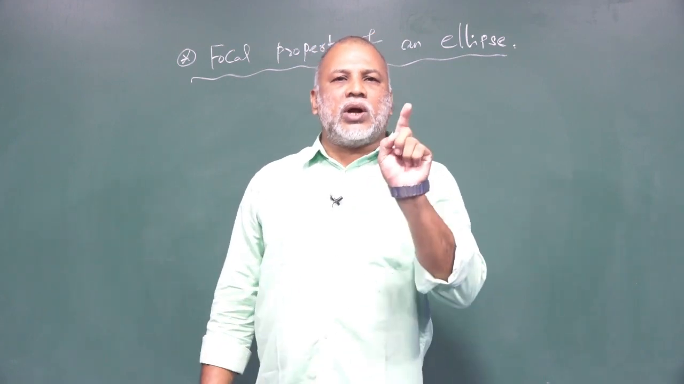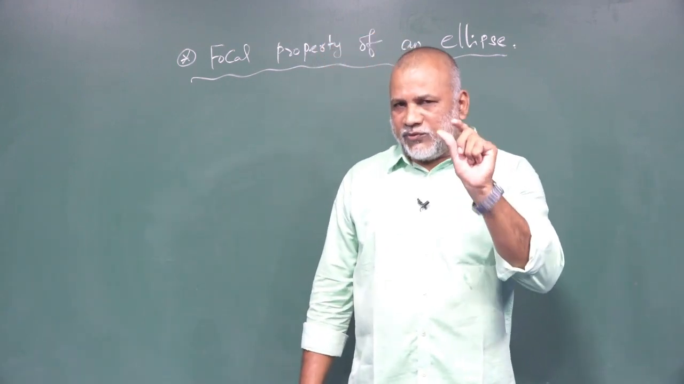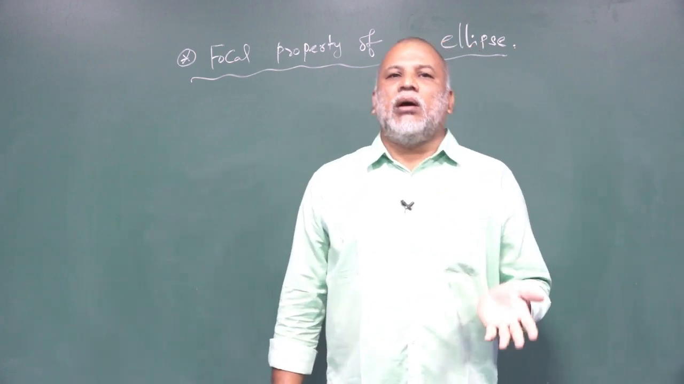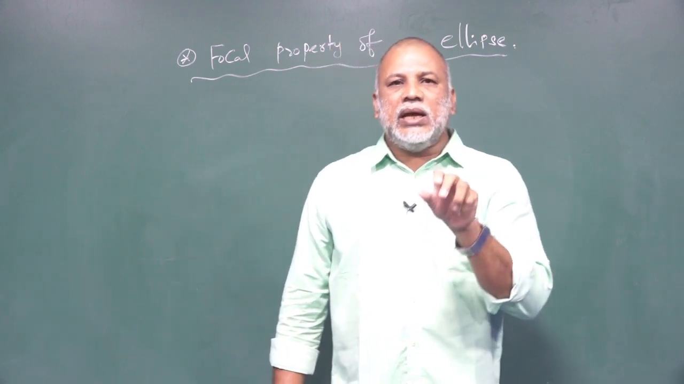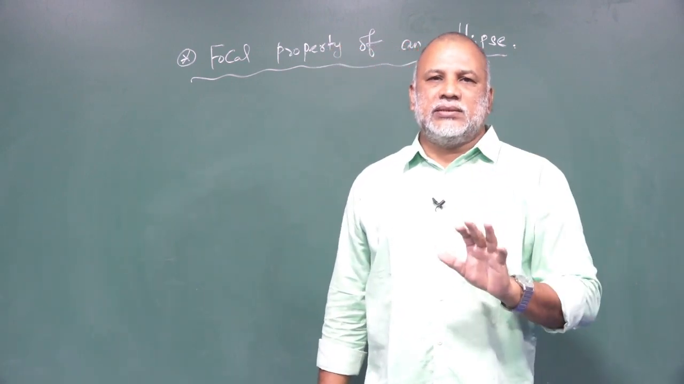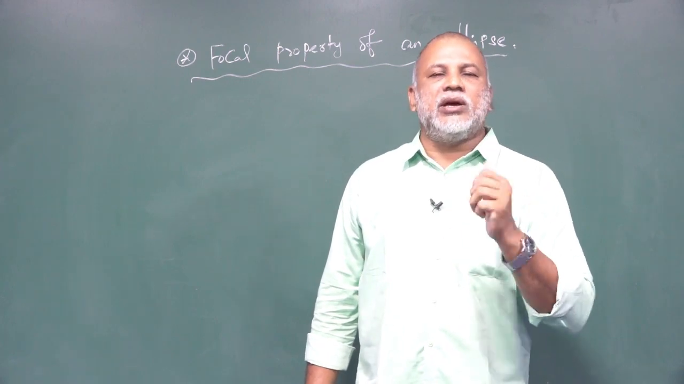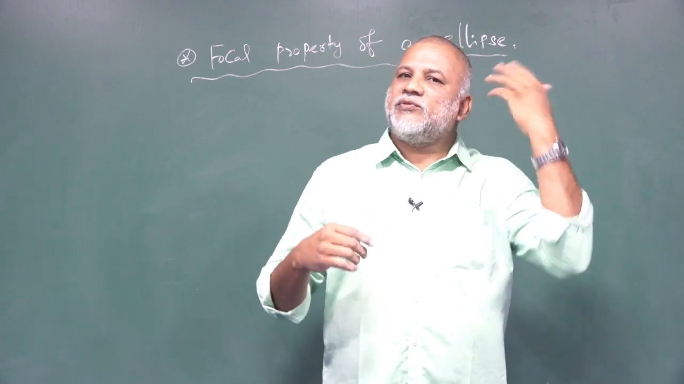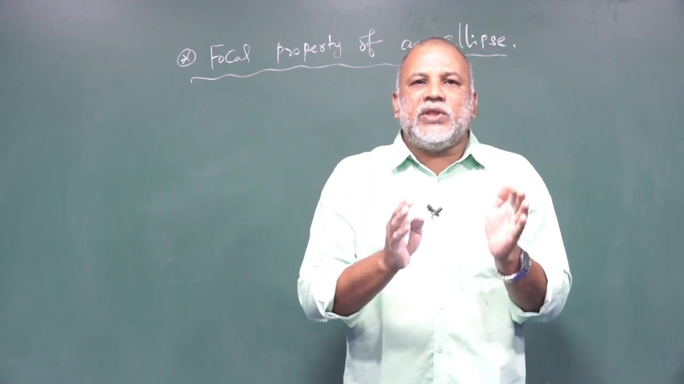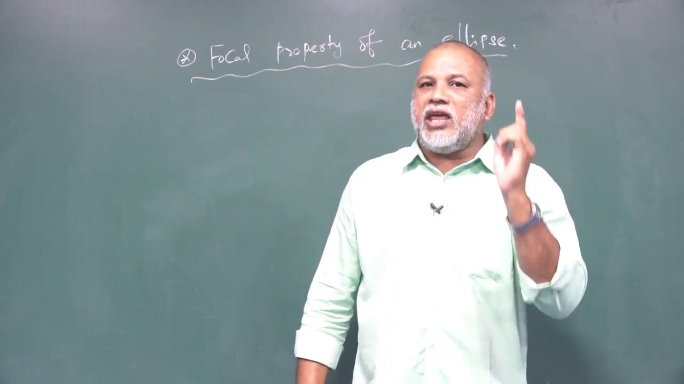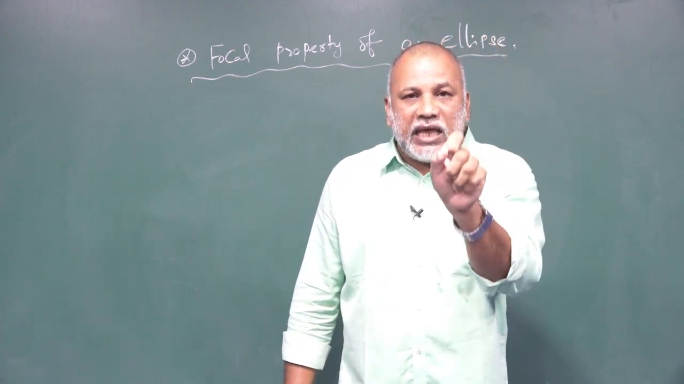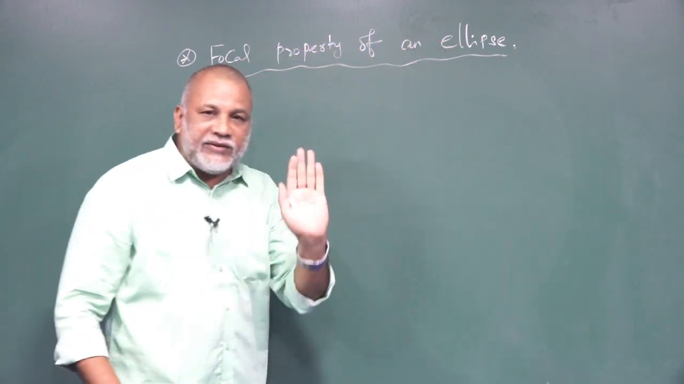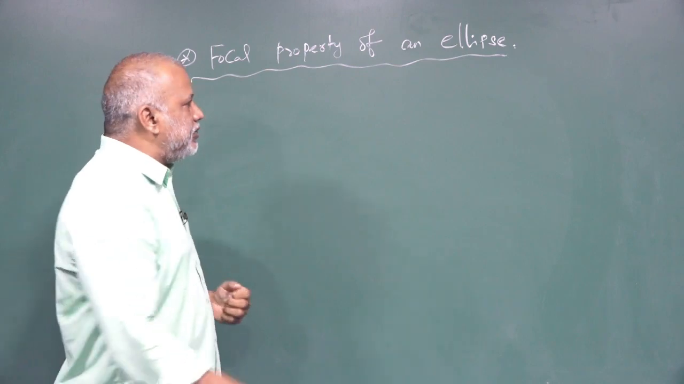The sum of the focal distances, once again carefully listen, the sum of the focal distances of any point on an ellipse is equal to the length of the major axis. Just now I am explaining what is the meaning of the major axis. Once again, listen to the definition first and after that analyze it. The sum of the focal distances of any point on an ellipse is equal to the length of the major axis. This is the definition. Now we are going to derive the concept.